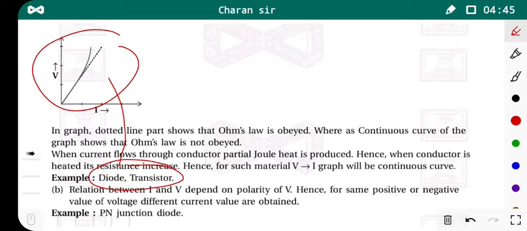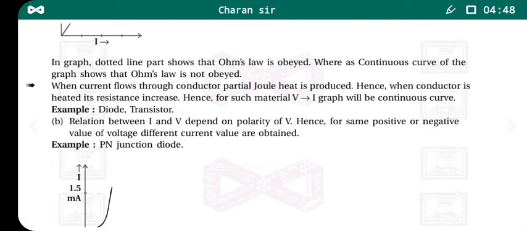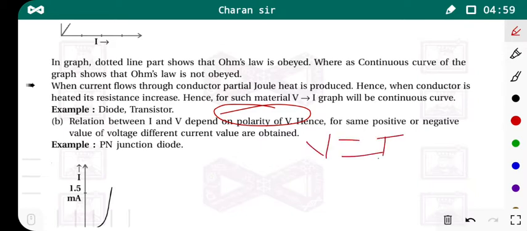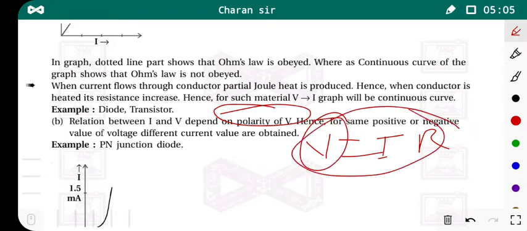Now the second case. It is found that the relation between I and V depends on the polarity of V. What is the meaning of polarity? We know that the relation between V and I is V equal to IR. That means if you change the polarity of the voltage, this equation is not satisfied. Polarity means positive and negative.